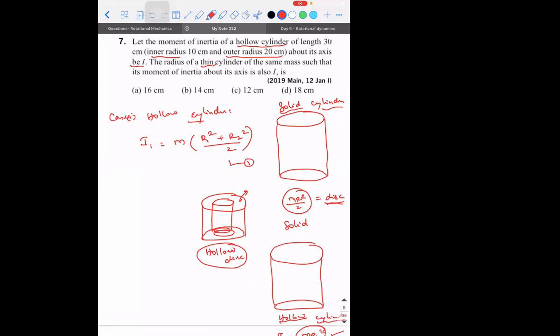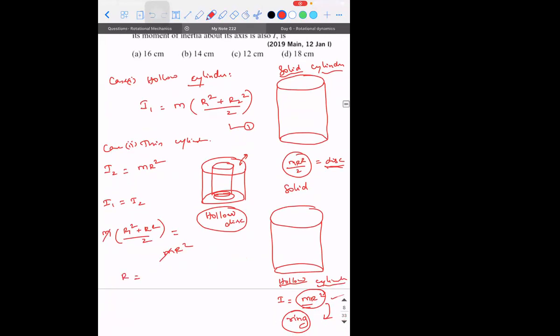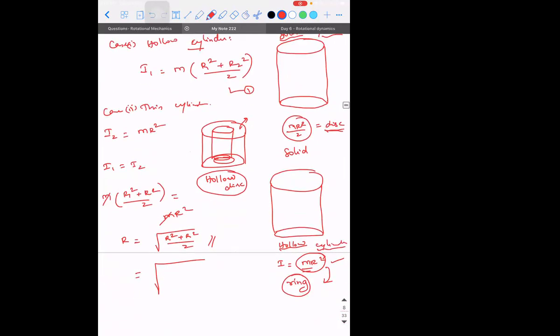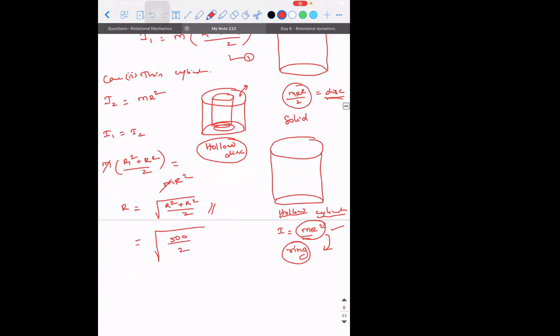So what will be the moment of inertia of a thin cylinder? I2 is how much? It will be MR square, where r is the radius of the cylinder. That's what they're asking. So they are saying I1 is equal to I2. Mass is the same, M into r1 square plus r2 square divided by 2 is equal to M into r square. M is gone. So what will be the value of r? That is square root of r1 square is 100 plus 400, root of 500 divided by 2.